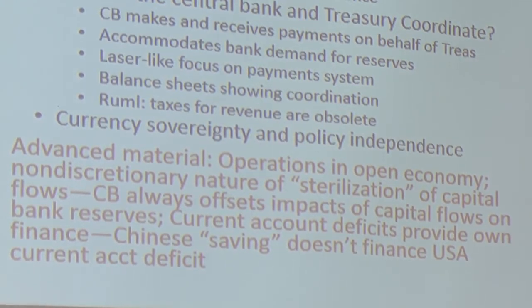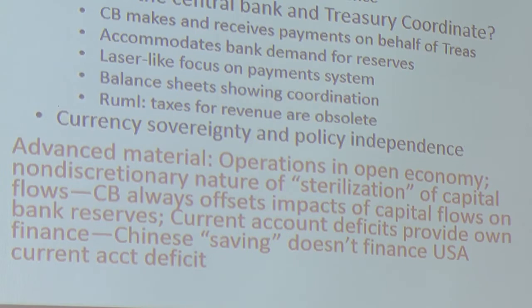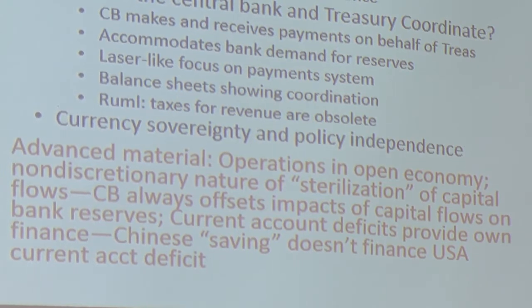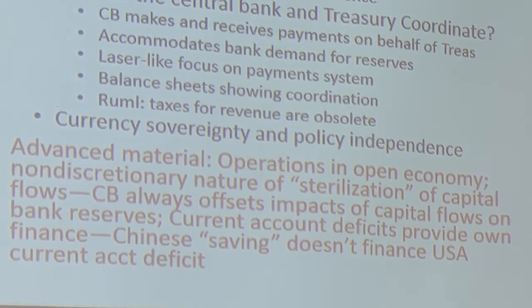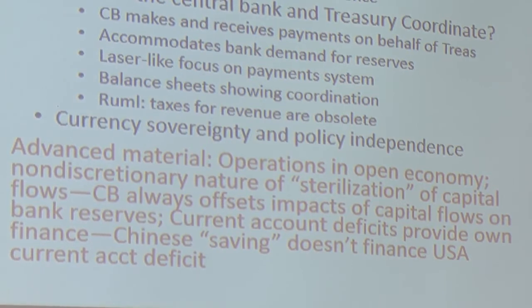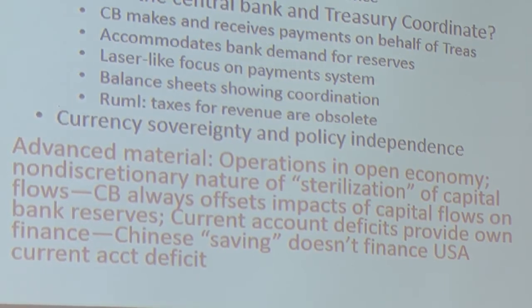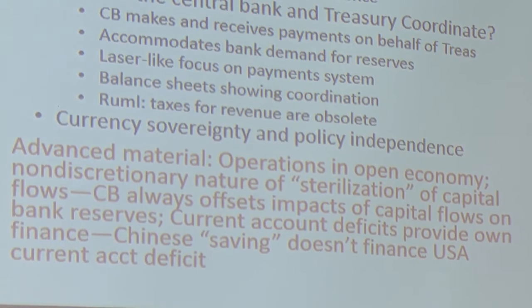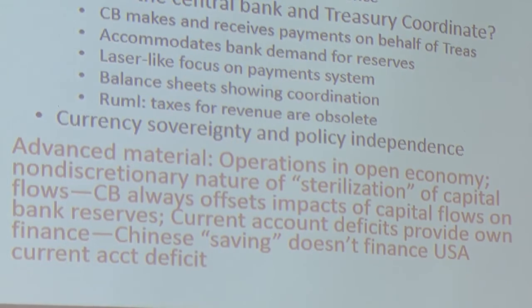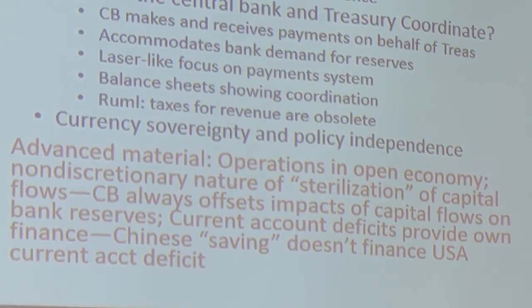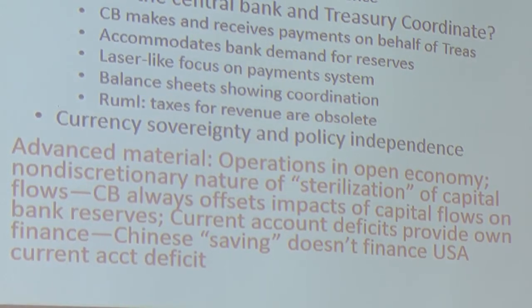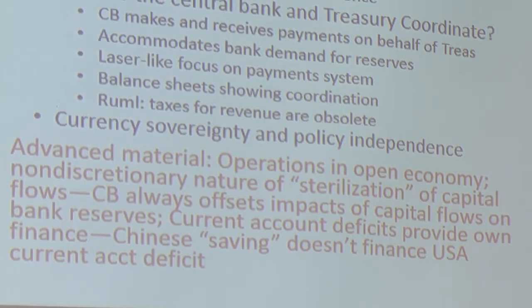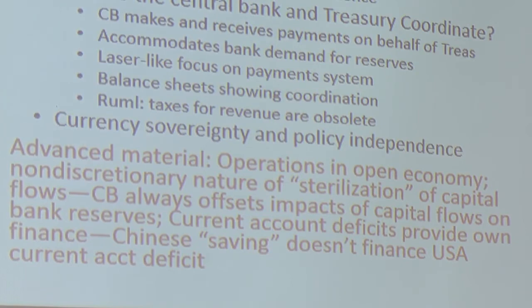We go through some balance sheets, and then I think it's in a box. We talk about Rummel, who had a very nice paper explaining why taxes for revenue are obsolete. Advanced material, we go through sterilization. This is usually presented as a choice that central banks might make or might choose not to do, and we explain why actually it's not a choice. We explain why the U.S. doesn't rely on Chinese savings to finance our government.